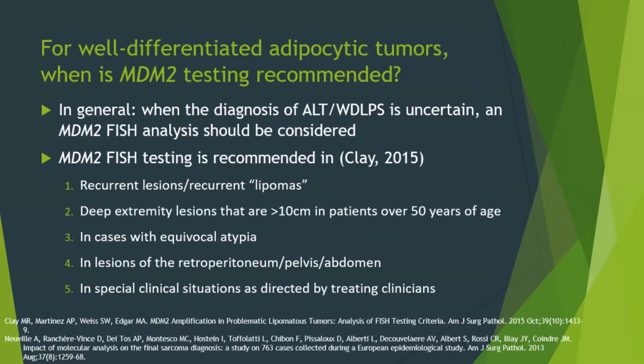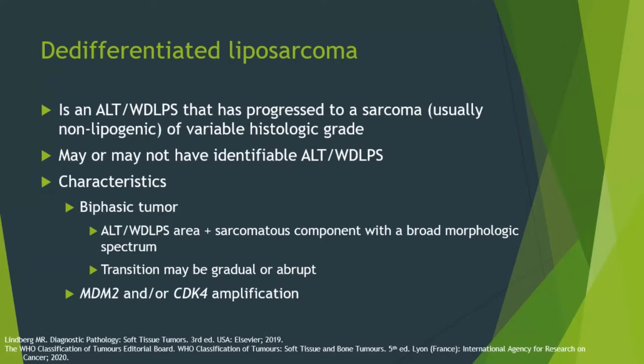So this is the recommendation because it is in these categories wherein a sizable percentage of the borderline tumors turn out to have MDM2 amplification and are thus atypical lipomatous tumor well-differentiated liposarcomas. In contrast, in other categories, such as superficial or subcutaneous lesions that do not meet these criteria, MDM2 FISH turned out to be negative in almost all cases, and so MDM2 FISH testing is not cost-effective in the other categories not listed here. Now, what about high-grade tumors?